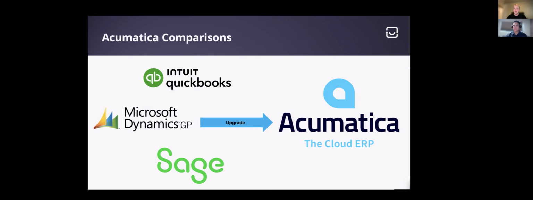They might be using a smaller software like Intuit QuickBooks, Sage, or even an ERP that might be more legacy, like Microsoft Dynamics GP or Great Plains. They have end of life support, so a lot of those accounts are now migrating and trying to find what's the best fit for them, and Acumatica is checking a lot of those boxes.